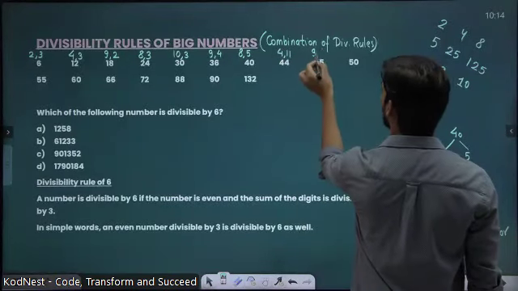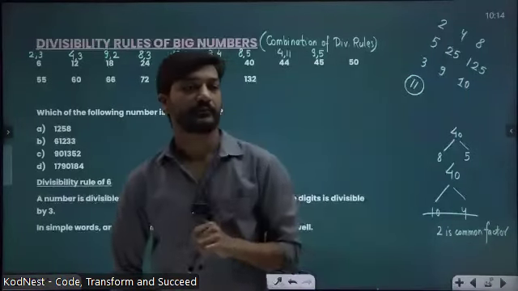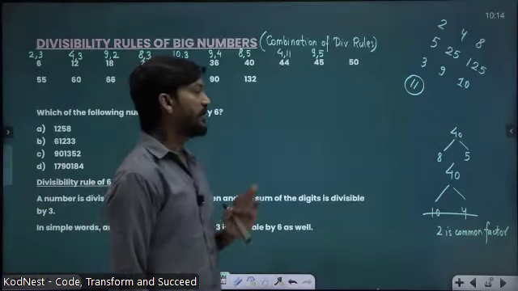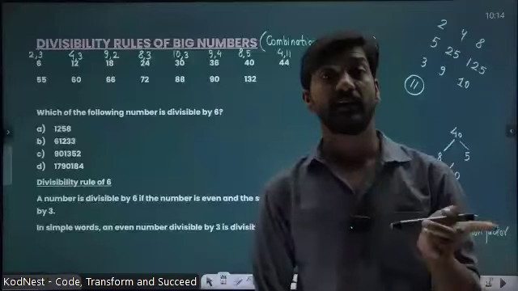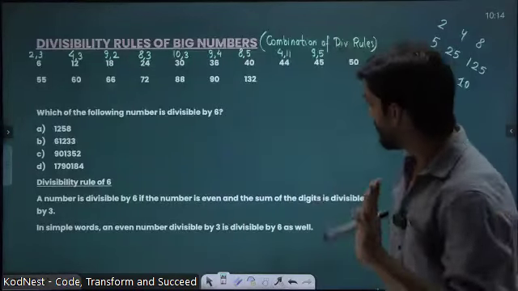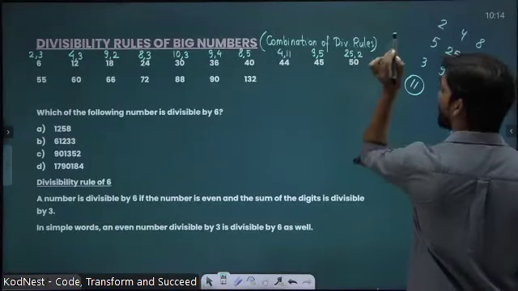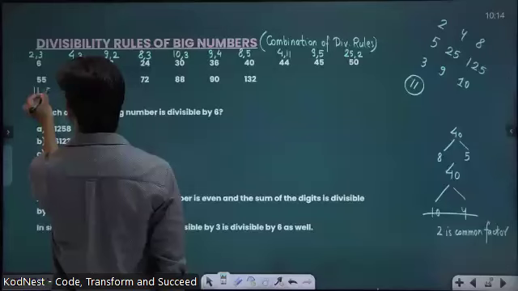45, very simple, 9 and 5. 50, what will you take? Nothing common should be there, so don't say 10 and 5. Don't say that. 25 and 2. Okay, 55, very simple, 11 and 5.